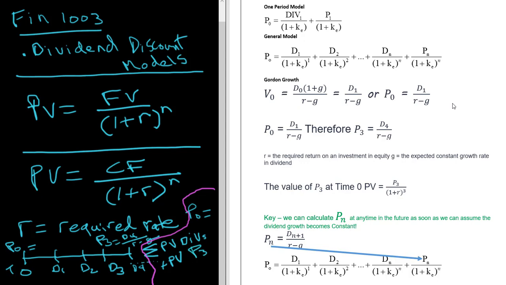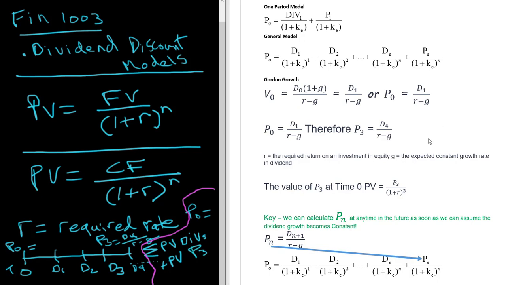And the formula is here. V0 equals D0, the dividend today, times 1 plus g. So what does D0 times 1 plus g equal? That equals D1, the dividend at the end of the first period. D0 times 1 plus g, divided by R minus g. R is the required return on investment in equity, and g is this constant growth rate. So again, P0 equals D1 over R minus g, or sometimes we see that as P0 equals D1 over K minus g. Sometimes we see it as V0 equals D1 over R minus g, okay?